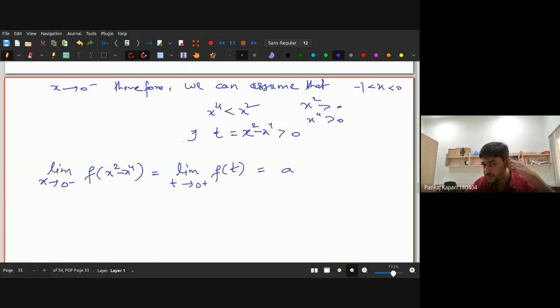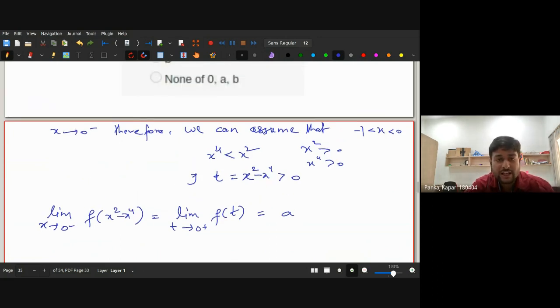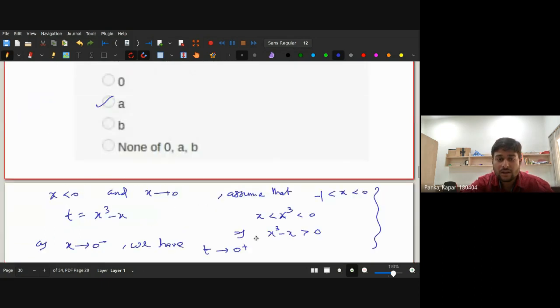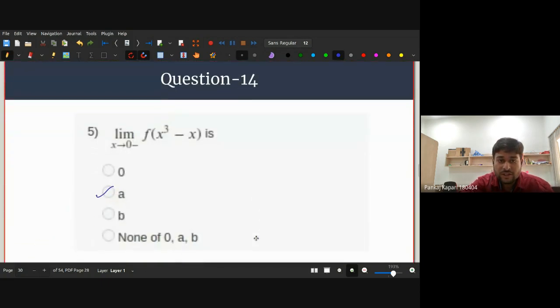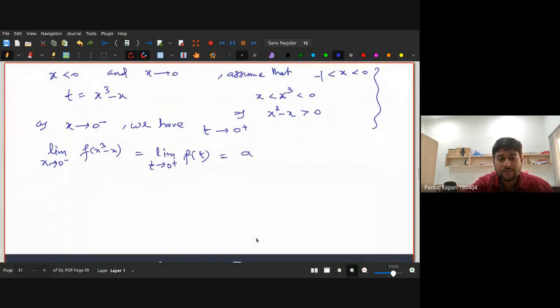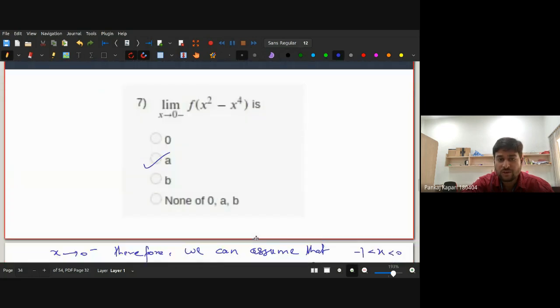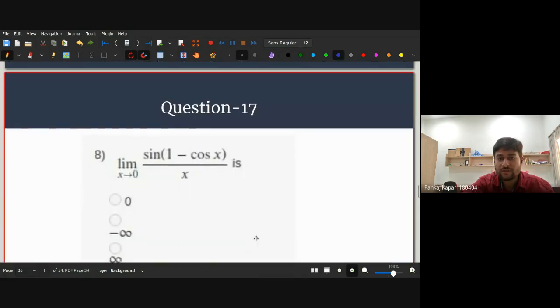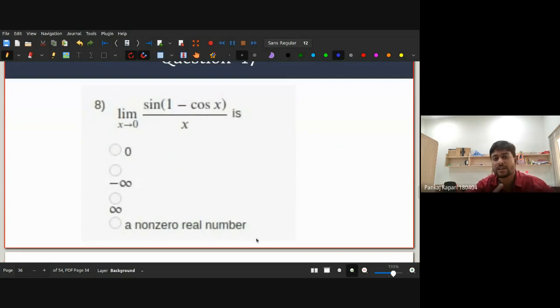So it doesn't matter from where x approaches 0, left hand side or right hand side, the limit will always be a. That means the limits are equal. But in the previous problem, when we were dealing with f of x cube minus x, on the left hand side we get limit a, but on the right hand side we get limit b. That means the limit will exist if and only if a is equal to b. So we always say that a limit exists if and only if the right hand limit and left hand limit are equal.